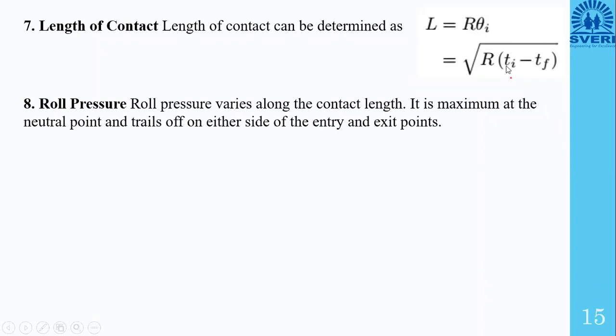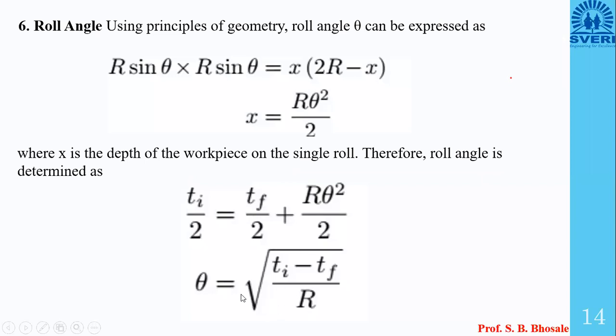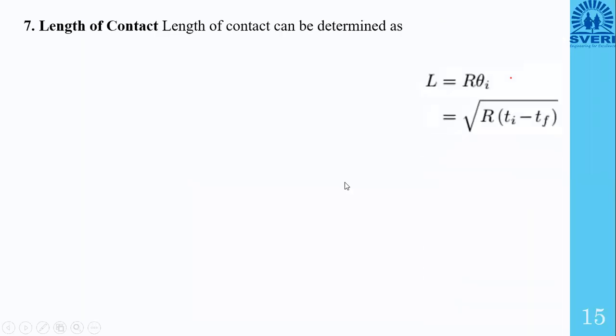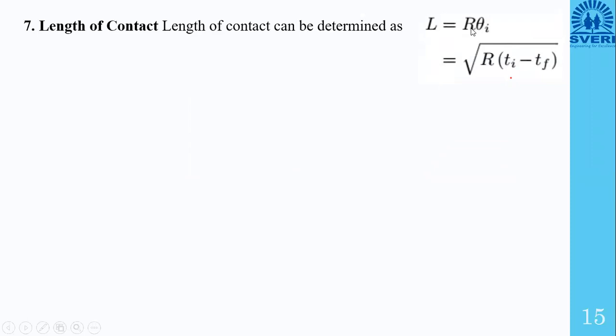So put it in, there is R squared here, in the root of R theta. When this R is outside, it goes inside the root, R squared becomes R, and one R goes. So L is the root of R times (Ti minus Tf). That is the length of the contact, that is, for how much length the contact between the roller and the material is there.